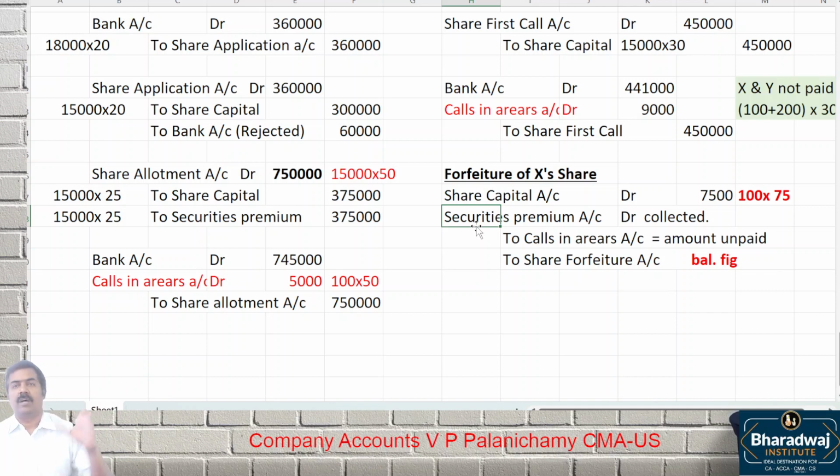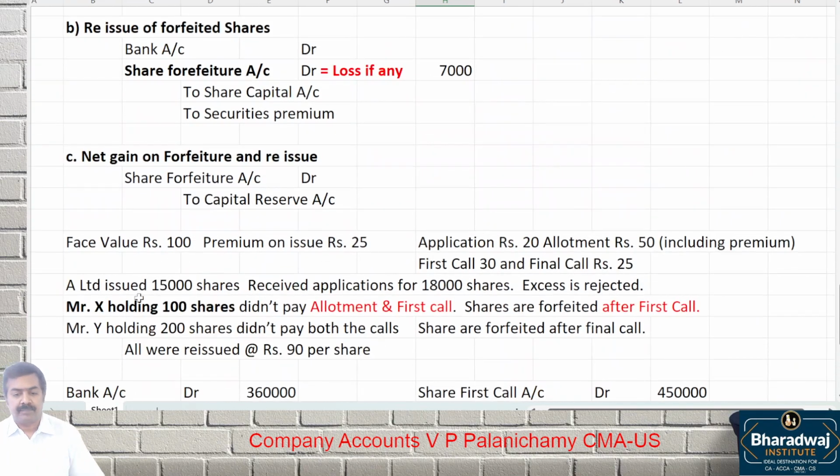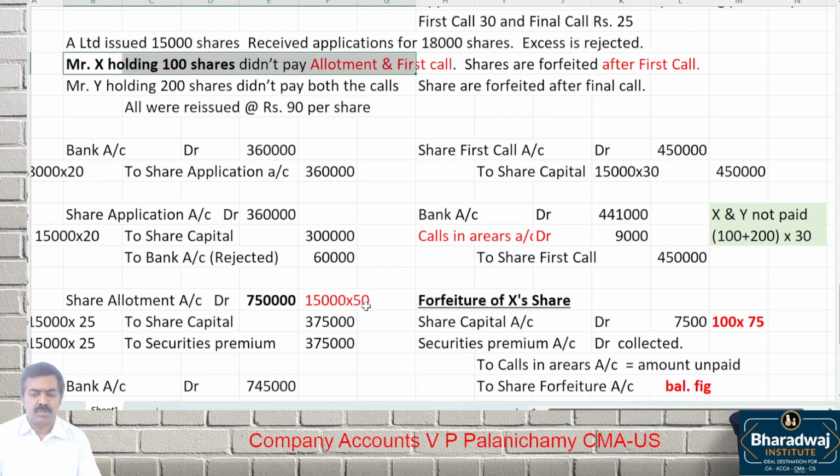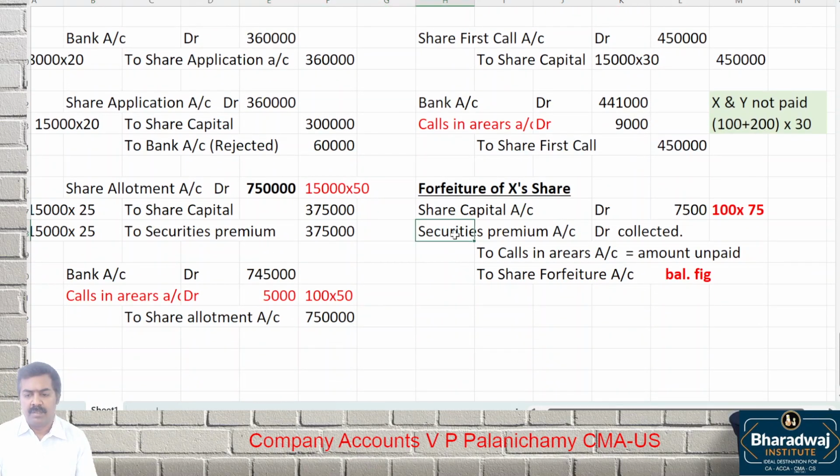What about X? Has he paid securities premium? Think. More than copying the entry, think it. X did not pay which money? Allotment money. So he would not have paid the premium. So we have to cancel premium also. Premium is not collected. For 100 shares, what is the premium? 25. 100 into 25, 2,500.